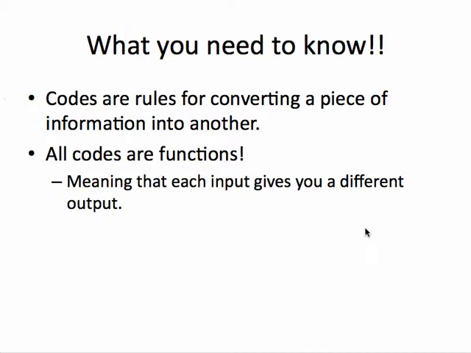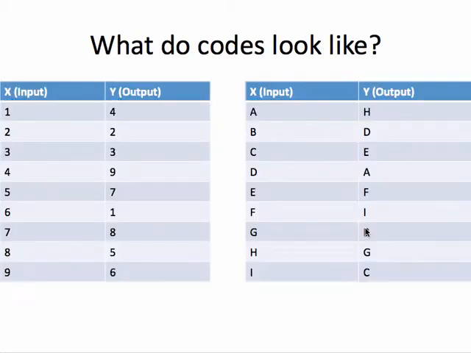So what do codes kind of look like? There's two different ways that codes can be formed. Codes can be all numbers. So you put in a certain number, 1, 2, 3, 4, 5, 6, 7, 8, or 9, and then it gives you out a different number.